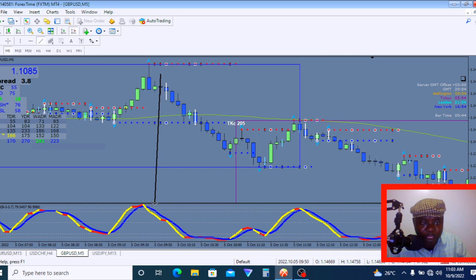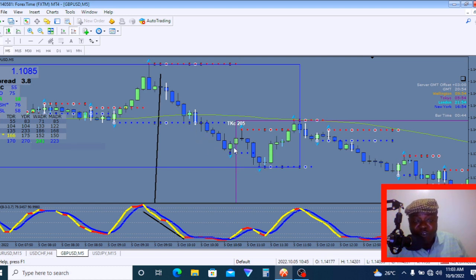Immediately the prices move down. Look at the way our stochastic reacts. The stochastic reacts like this. Look at the way it goes. It goes down up to this very major area. So immediately they move from here. Look at the prices. Prices continue to run down. They continue to run down. They run down up to this place.